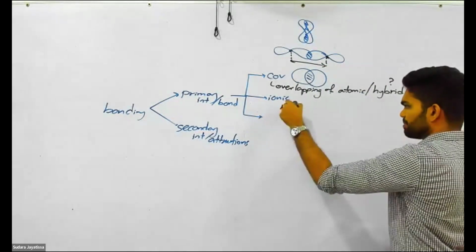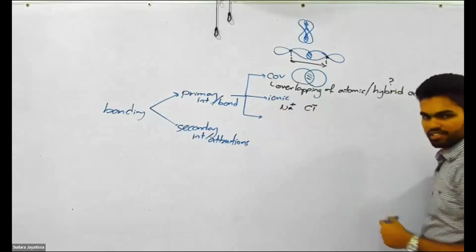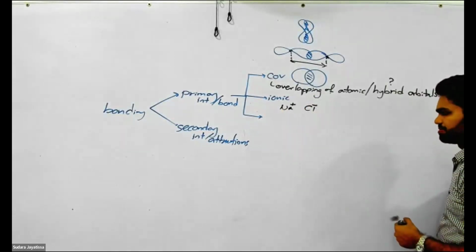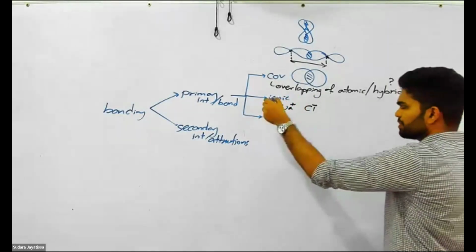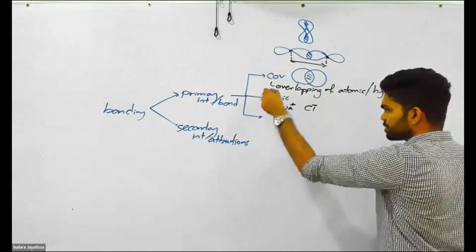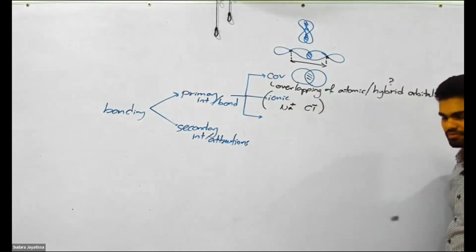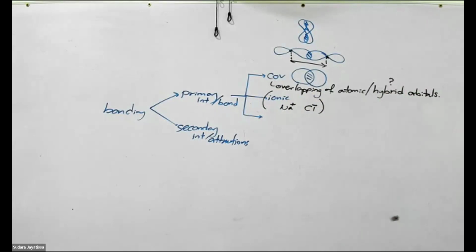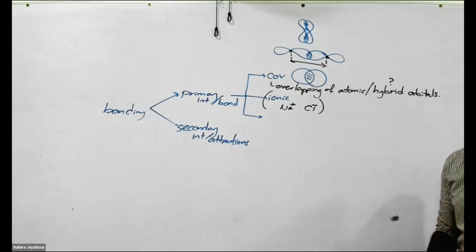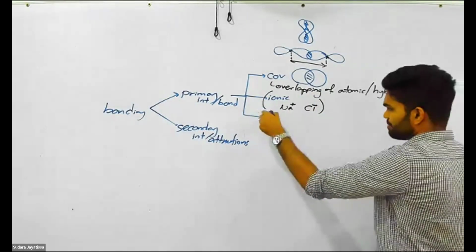For example, Na+ and Cl-. Anyway, this is not relevant for today's radius topic, so we'll put a bracket. No point of discussing about it. There is a third type of primary bonding, that is named as metallic bond.